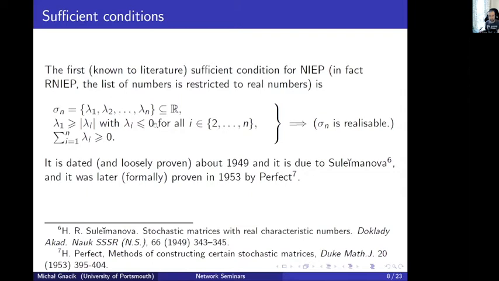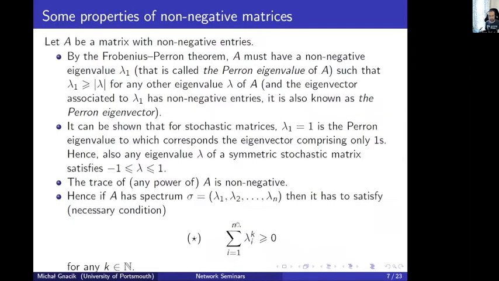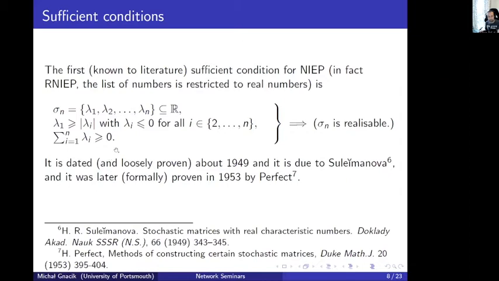And moreover, we are going to require that the sum of all the eigenvalues, or all those numbers here, is greater than or equal to 0. So this is the sufficient condition, not mine. I'm going to mention who came up with it. This condition was first introduced in 1949 by Suleimanova.